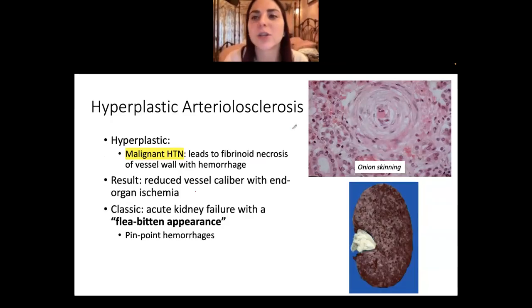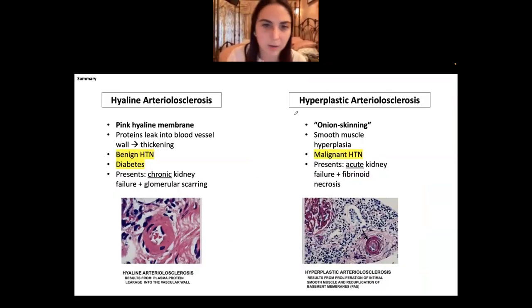But this one is your acute kidney failure. So rather than chronic kidney failure, this is like the patient is having kidney failure now. And they say that the kidney has a flea-bitten appearance. And again, this is because of so many pinpoint hemorrhages everywhere, because all those vessels in the kidney are just getting obliterated from the high blood pressure.